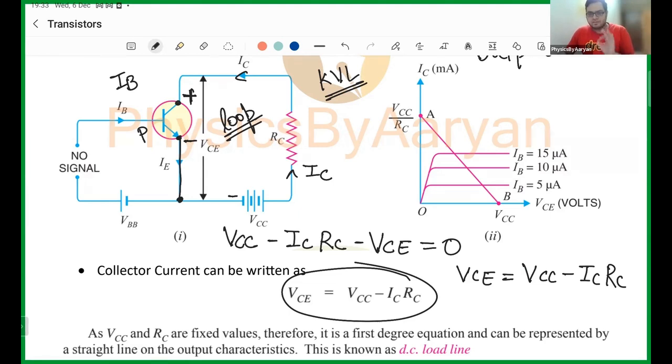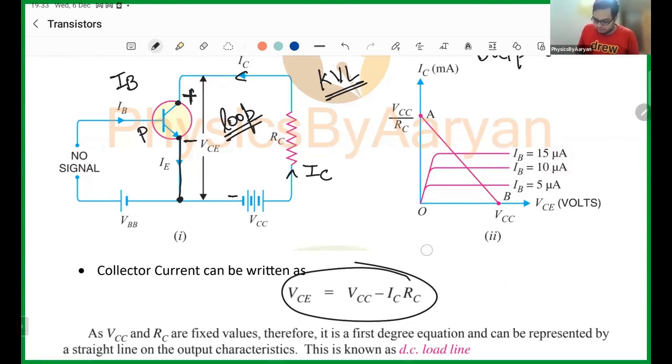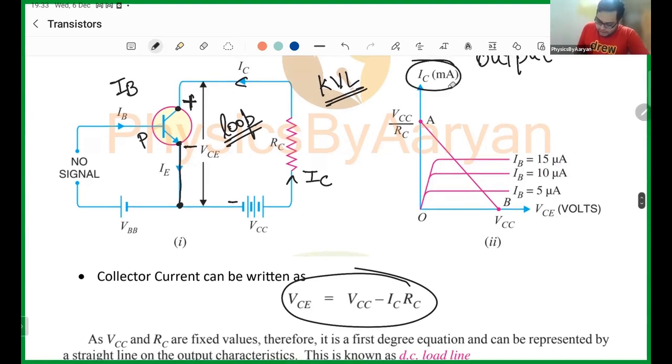Okay, fine. If you don't have any doubt, let's go with this equation. You all agree with this equation. So what do I have to do now? What is my graph here? My graph is between IC and VCE.